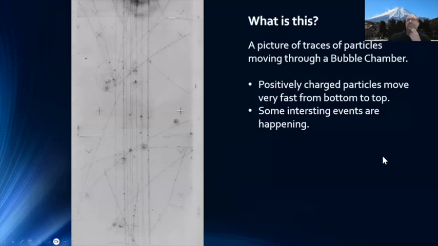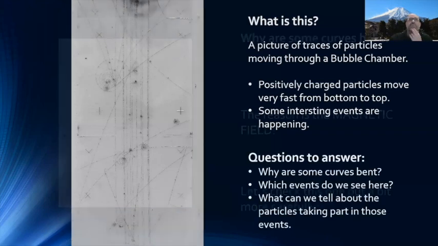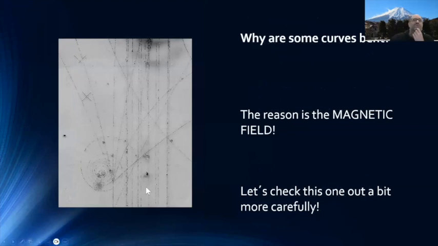A bit more information about this. What you see here, these lines going from the bottom to the top, this is the ray. The positively charged particles from the ray move from the top to the bottom very fast. And in this picture there is a lot of things happening we are going to talk about right now. So the first question is, why are those traces here bent?